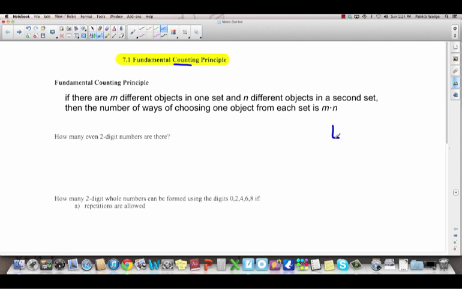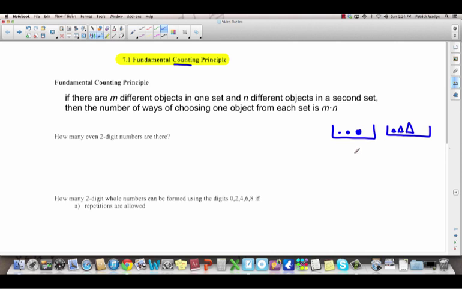So for example, say we have 2 boxes, and in the first box we have 3 marbles, a small one, a medium one, and a big one. And in the second box we have 3 triangles, a small one, a medium one, and a big one. And we want to pick one thing from the first box and one thing from the second box. How many different combinations are there?